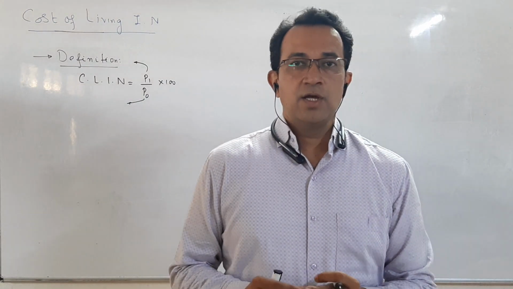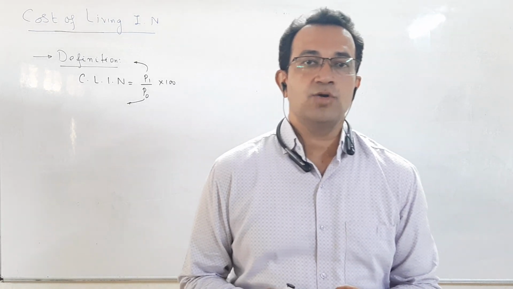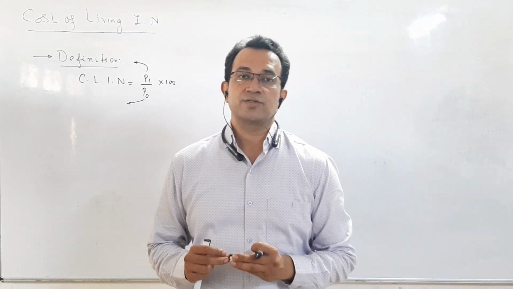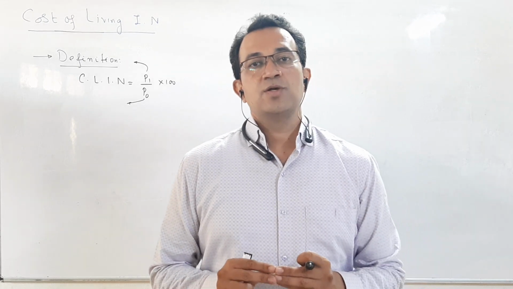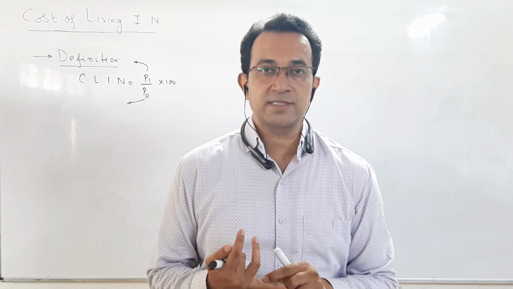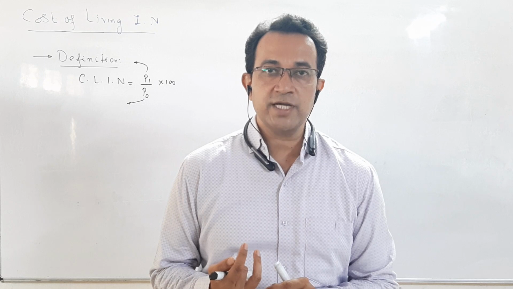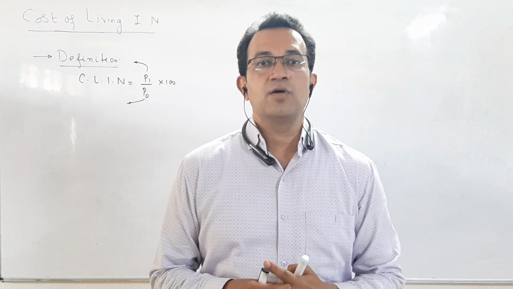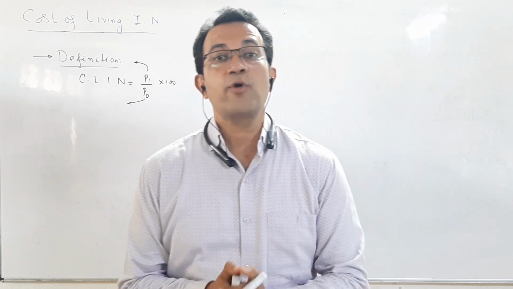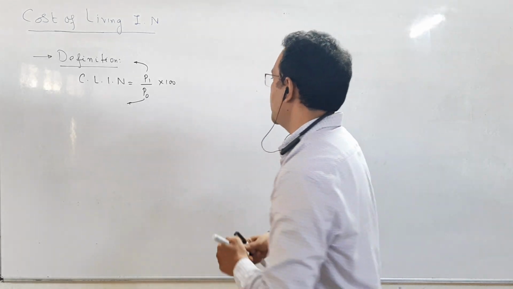Clear, students? So, cost of living index number is basically studied in order to evaluate the standard of living of different sections of society. So, what is the main purpose of studying this cost of living index number? The answer is, it is basically studied to check the standard of living of different sections of society. Now, students, what points are to be considered while constructing cost of living index number?